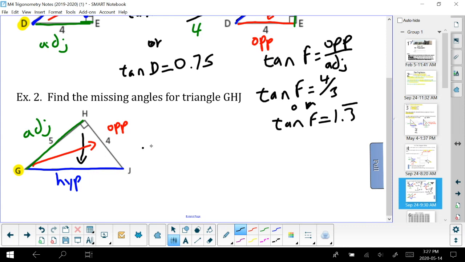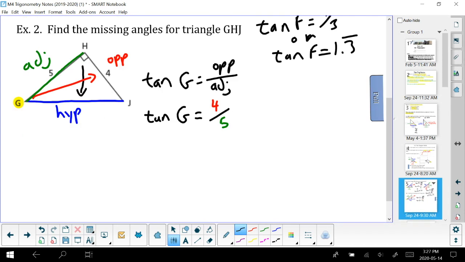So once again, let's go ahead and start off with my formula. Tangent of angle G is equal to opposite over adjacent. And we can say that tangent of G is equal to 4 divided by 5. We can then convert that into a decimal if you'd like. So we can say tangent of G is equal to 0.8. But we're not quite done. We're being asked to find just angle G, but here we have the tangent of G.